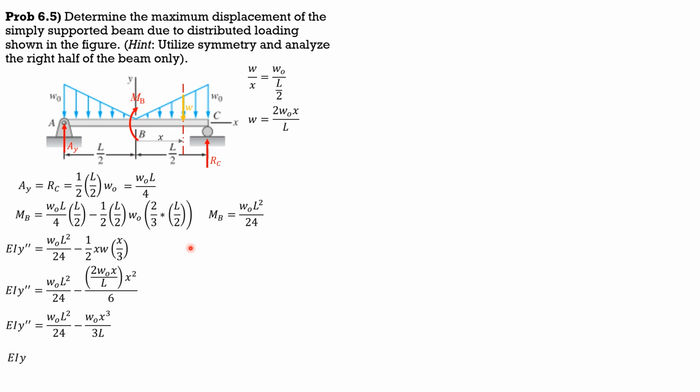Integrating once, EI y' equals W_O L² X/24 minus W_O X⁴/12L plus C_1 supposedly. But because the maximum deflection occurs at B, when X is 0, the tangent is horizontal, so there's no C_1. C_1 is 0. But there is C_2, of course. So EI y equals W_O L² X²/48 minus W_O X⁵/60L plus C_2.